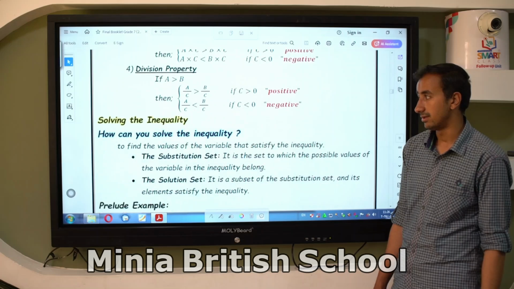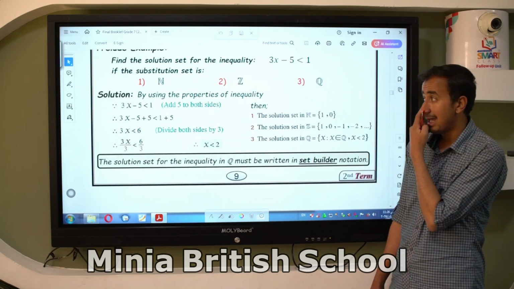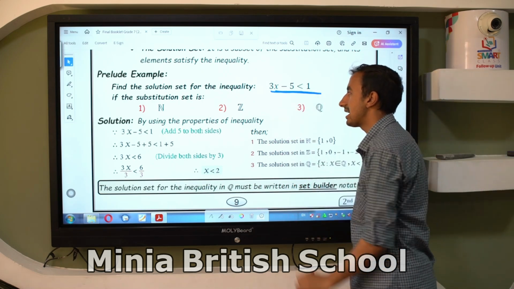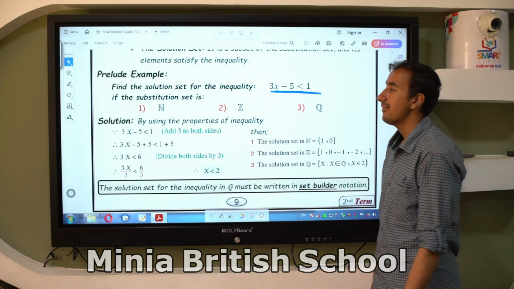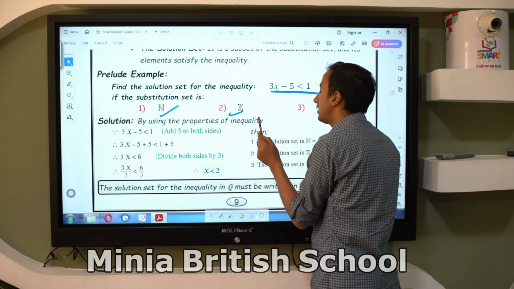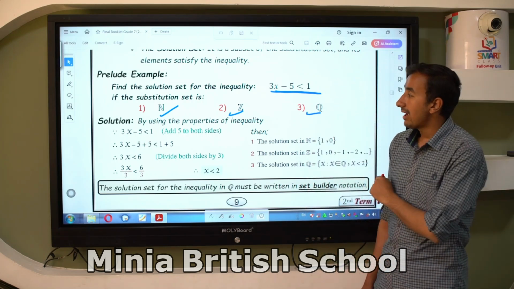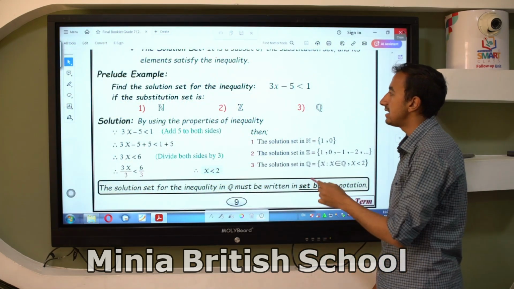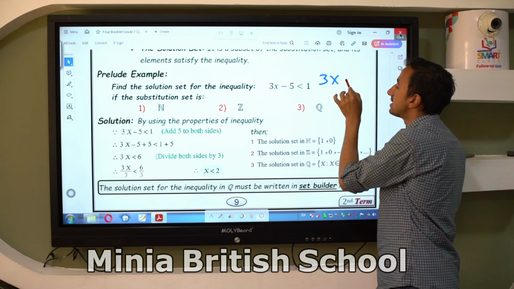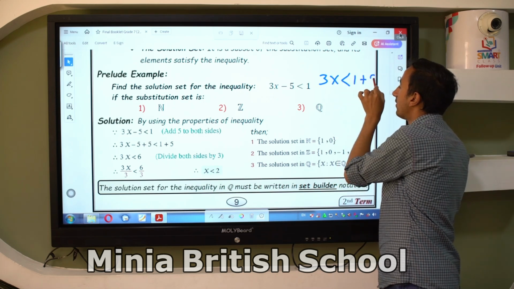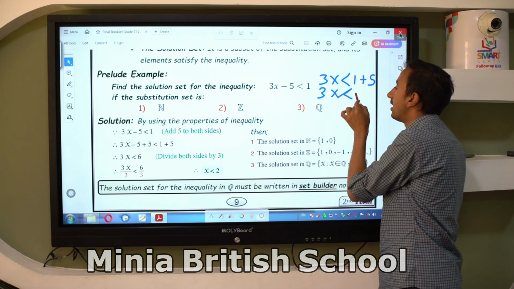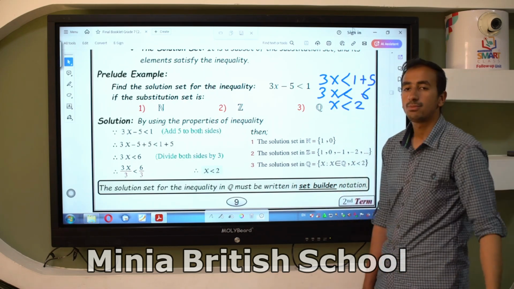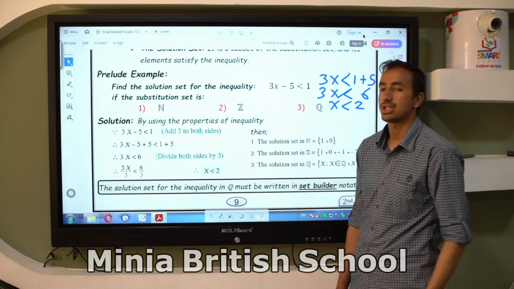Properties of inequality. Find the solution set for the inequality 3x minus 5 smaller than 1 if the substitution set is N, Z or Q. Here you can use negative 5 as an inverse operation, so I can write 3x smaller than 1 plus 5, which equals 6. I can divide by 3, so x smaller than 2.